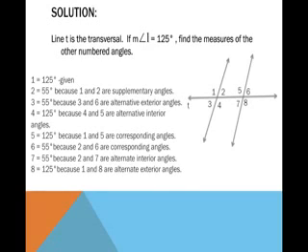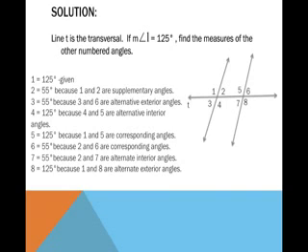From there, I said, alright, well, angle 2 has to have a corresponding angle, and since m and n are parallel, they must have equal measures. Therefore, angle 6 is 55 degrees because angle 2 and angle 6 are corresponding angles. Next up, angle 2 also has an alternate interior angle. That would be angle 7. And since lines m and n are parallel, that means 55 degrees is the measure of angle 7.